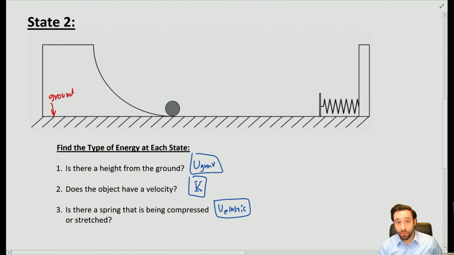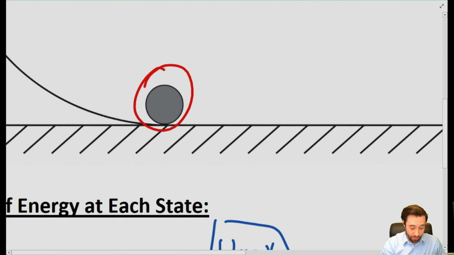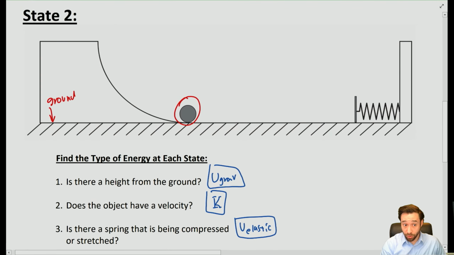Is there a height from the ground at state 2? The ball is sitting there on the ground, so it is not above or below the ground. There's no distance between the object and the ground.